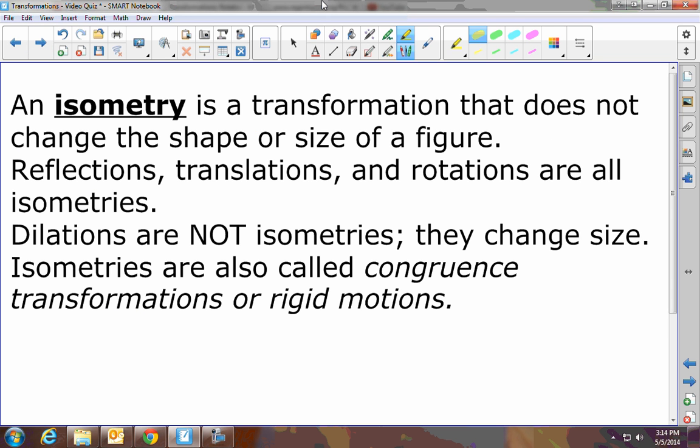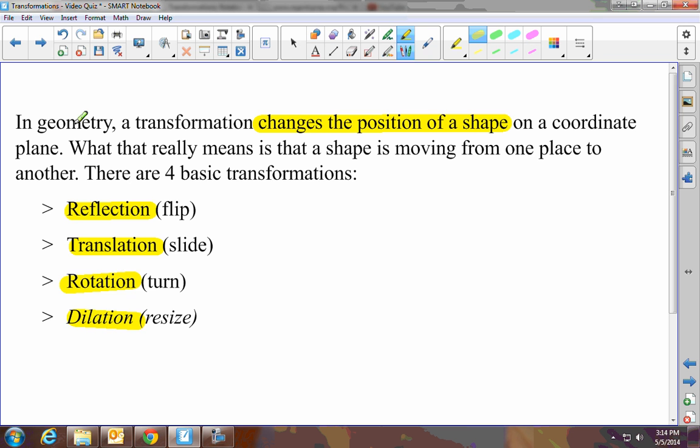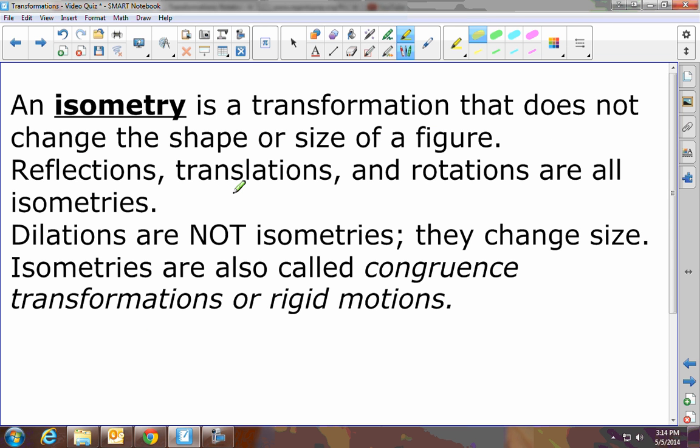First, let's get a definition down. An isometry is a transformation that does not change the shape or size of a figure. So those first three, reflections, translations, rotations, are all isometries because they don't change the shape or size of the figure. Dilations are not isometries because they do change the size. Sometimes we'll call isometries congruence transformations, or more often rigid motions. Rigid because they don't change size. So that's the difference between those three and a dilation.